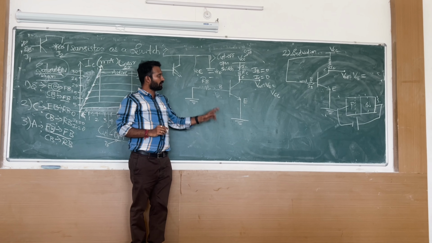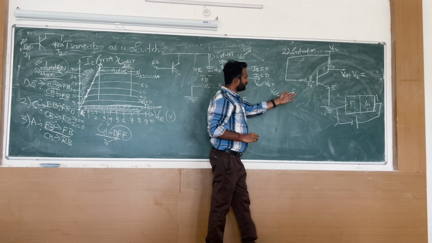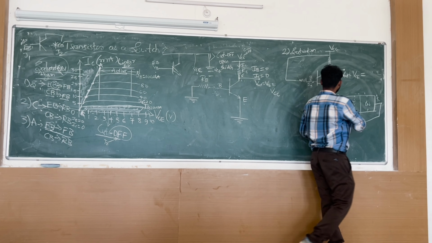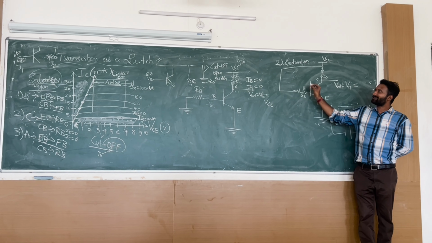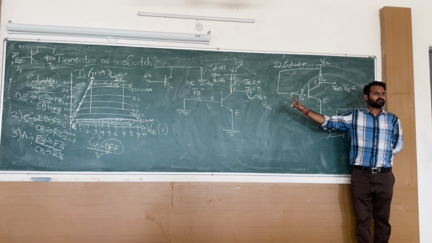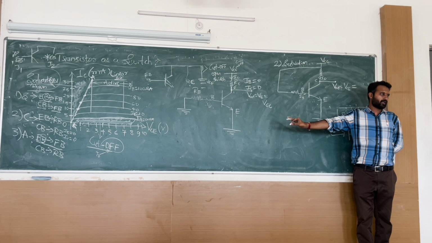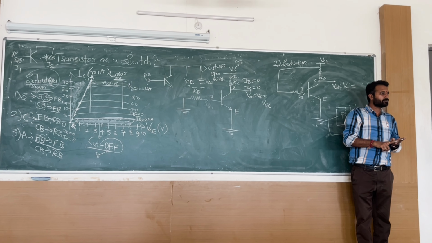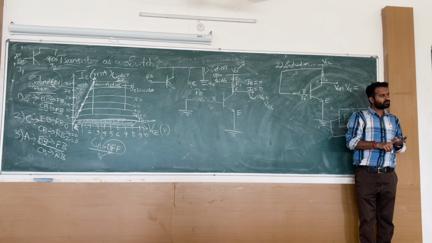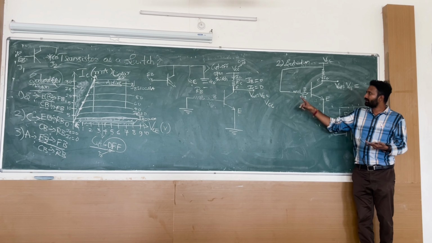Clear? It is in operation. Now let me tell you this. So here in the saturation region, both the junctions are forward bias. It means if it is under forward bias, what will happen to the current? Current should increase.